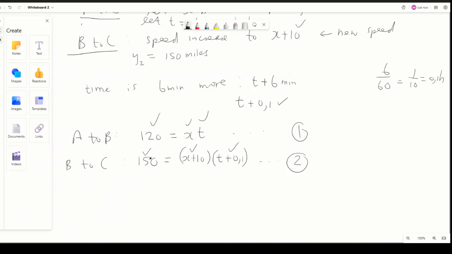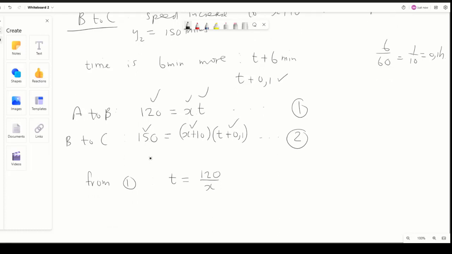Okay, right. So from equation 1, we have the following. Time is equal to 120 divided by X. Are you happy with that, guys? Yes. Right. Now I'll substitute. I'll call this equation 3.